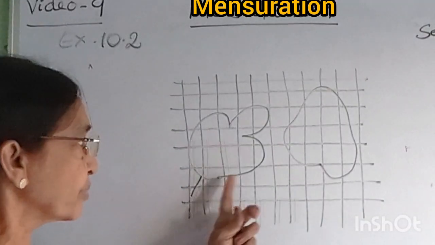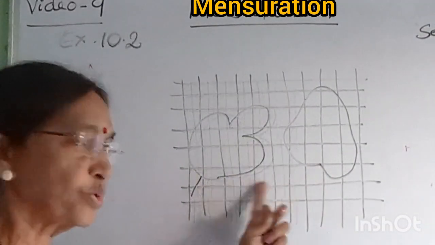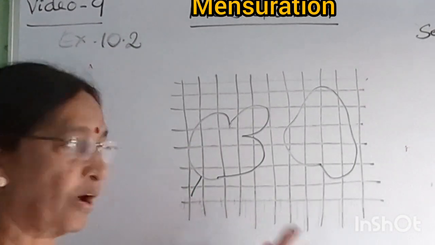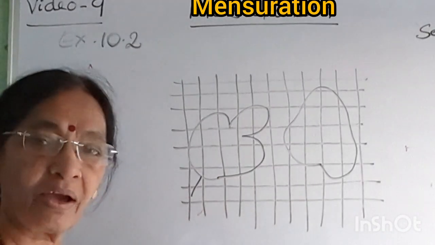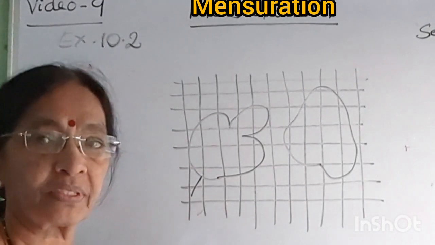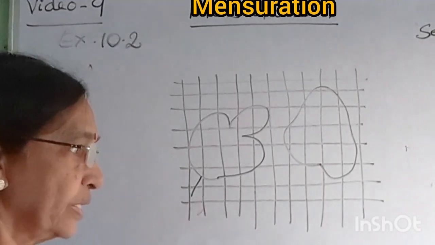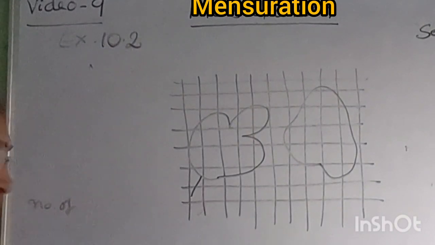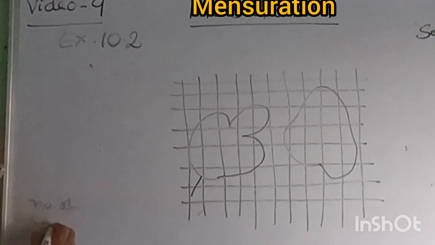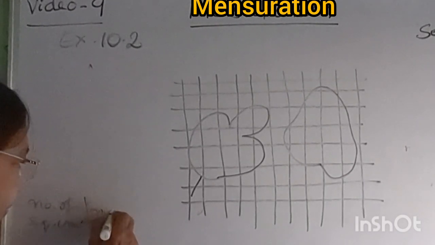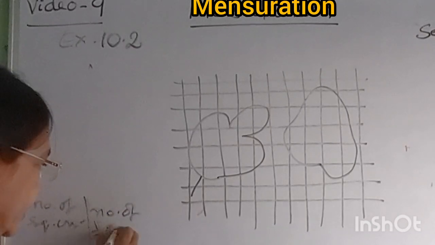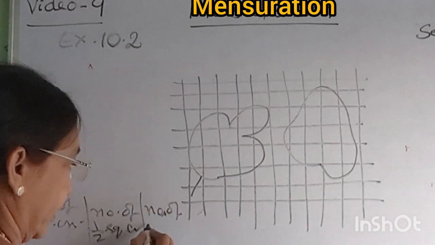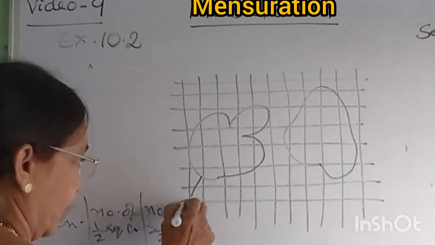In this figure, there are some irregularly shaped figures and 2 shapes made up of curved surfaces. Therefore, we get half squares, less than half square centimeters, greater than half square centimeters, and full square centimeters. Therefore, we will find the area like this. Number of fully occupied square centimeters, plus number of half square centimeters. Next, number of greater than half square centimeters.